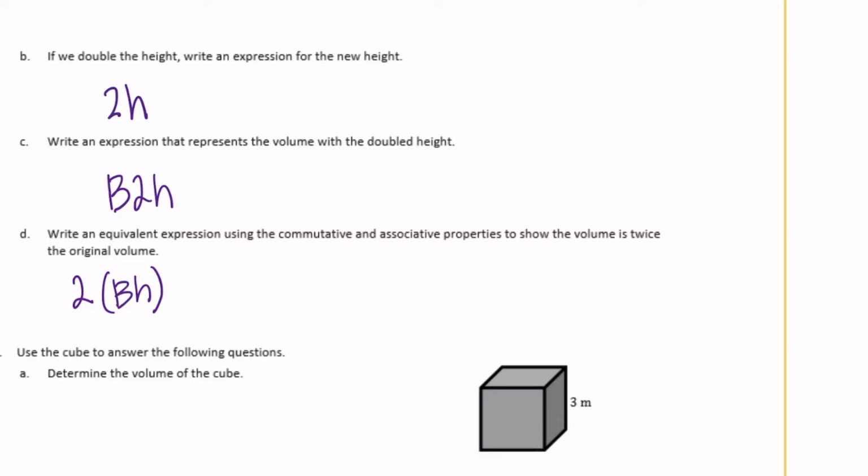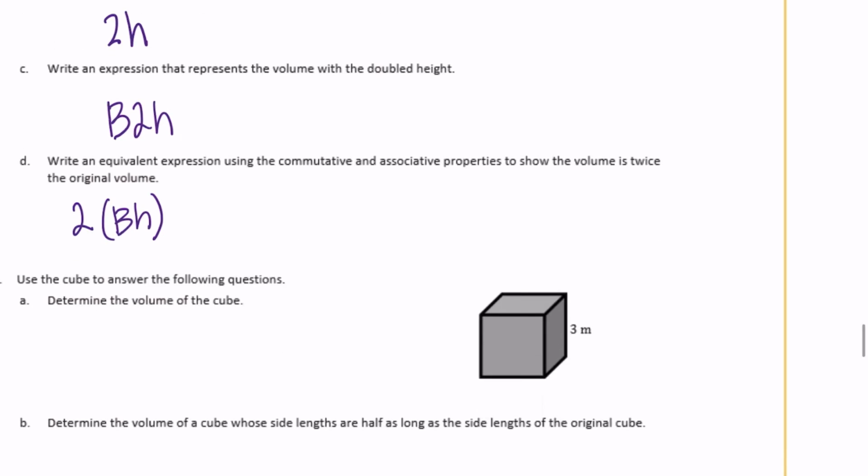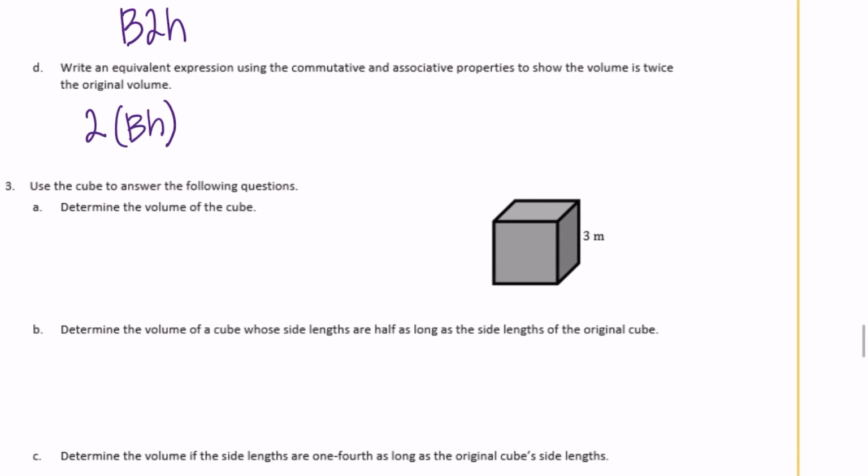So we use the commutative property by switching places, and we use the associative property by grouping them with the parentheses, which we can do because it doesn't matter for multiplication what order they're in or how we group them. We're going to get the same answer in the end.